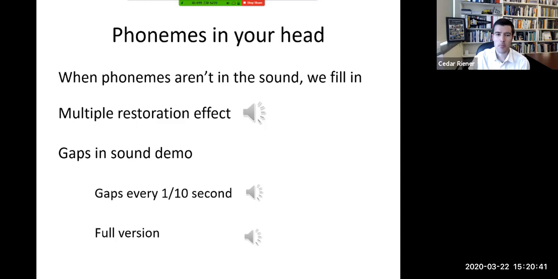Got another example. This is where I've made my own. And we can see that when I've taken out gaps every 1/10 of a second, we can just hear this. This doesn't have any white noise.